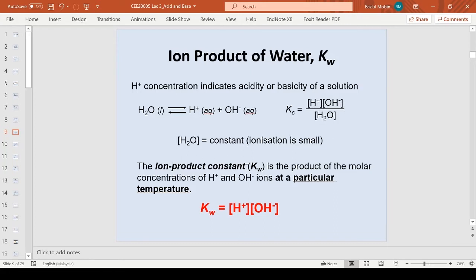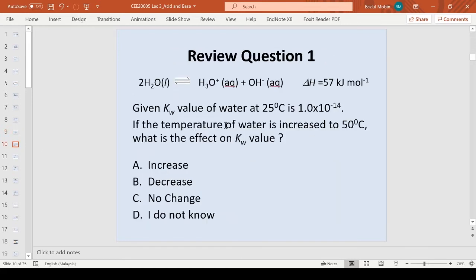So this Kc in fact is the ion product constant of water at a particular temperature. If the temperature changes, it will change, but at a particular temperature it is always the same everywhere. So this is the ion product constant we call, and it will be required for many calculations of pH and so on. We will see later.